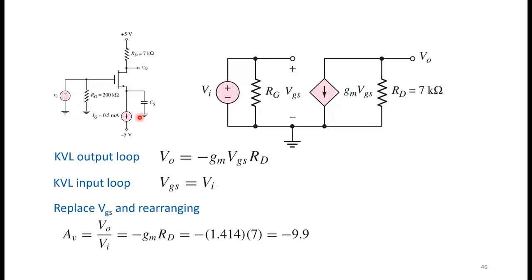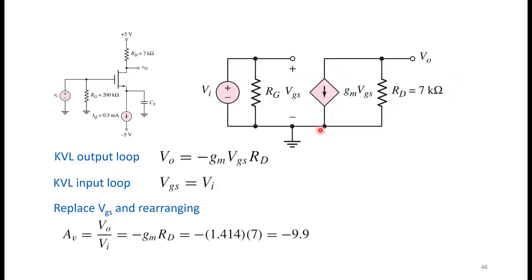And because this is an NMOS, we have here VGS and the dependent current source of gm VGS. For me to find the voltage gain, I just do the output voltage, Ohm's law, across RD, 7 kilo ohms, which is equal to the current that goes through RD, which is minus gm VGS times RD.